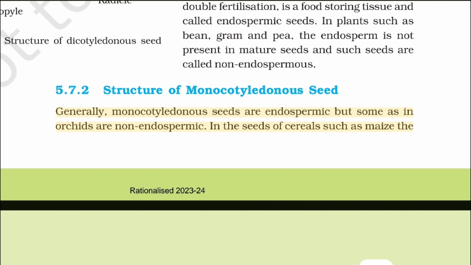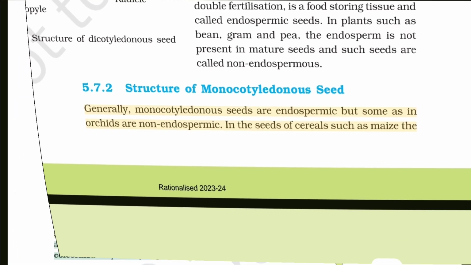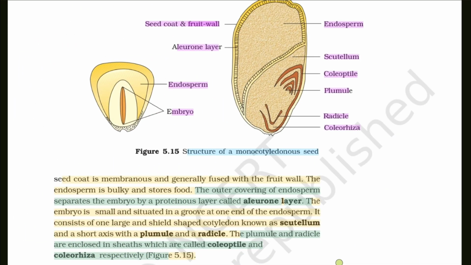5.7.2. Structure of monocotyledonous seed. Generally, monocotyledonous seeds are endospermic, but some, as in orchids, are non-endospermic. In the seeds of cereals such as maize, the seed coat is membranous and generally fused with the fruit wall. The endosperm is bulky and stores food. The outer covering of endosperm separates the embryo by a proteinous layer called aleurone layer. The embryo is small and situated in a groove at one end of the endosperm.